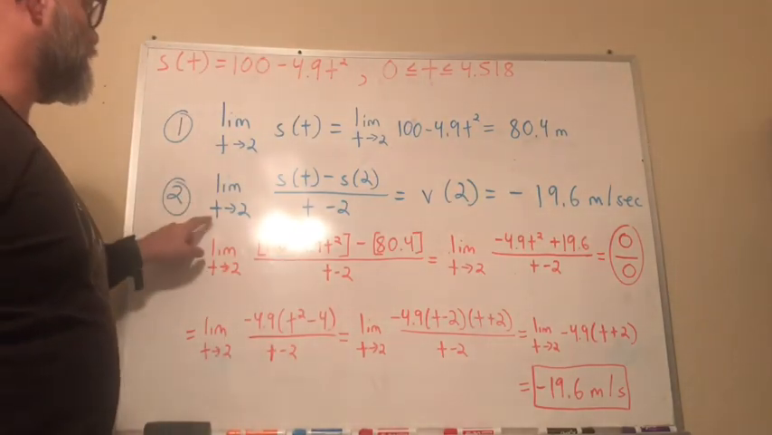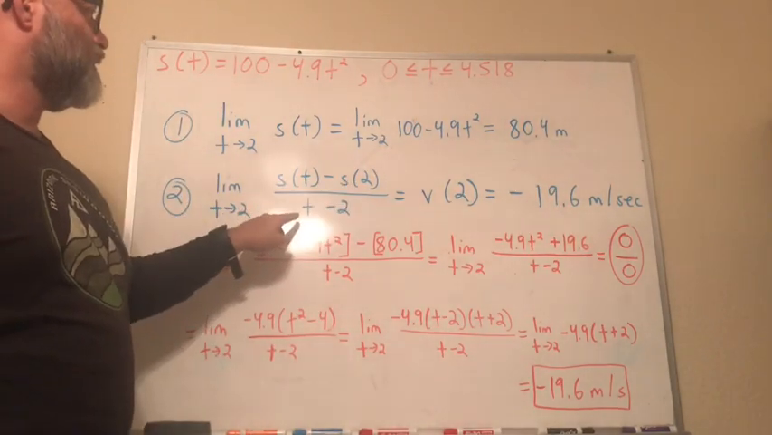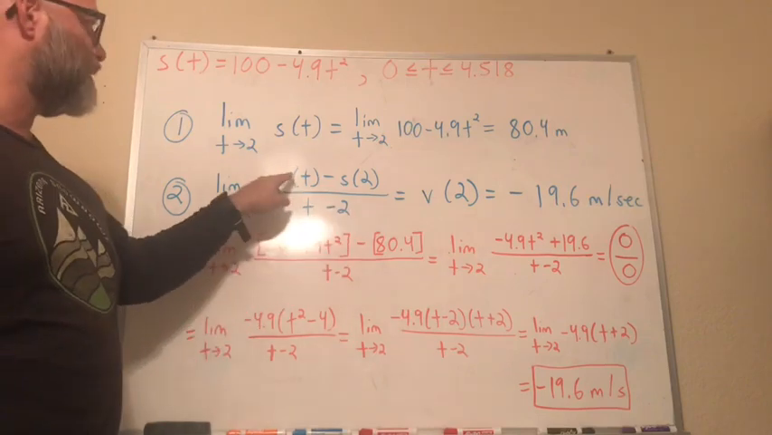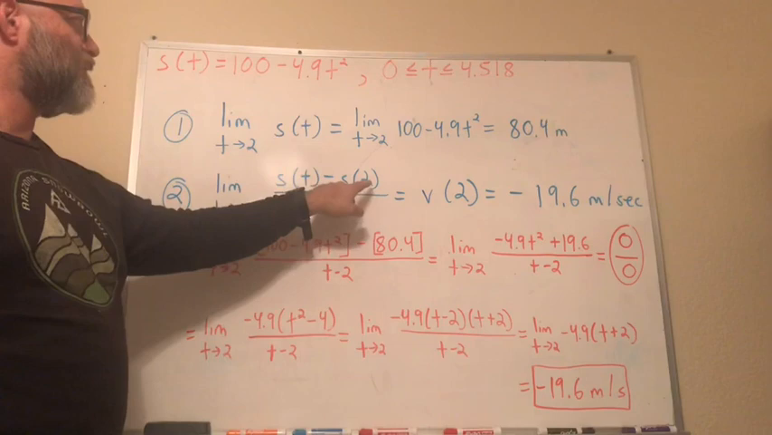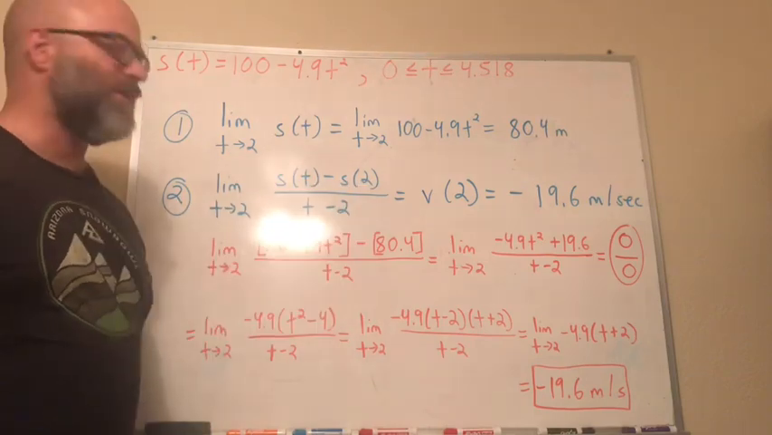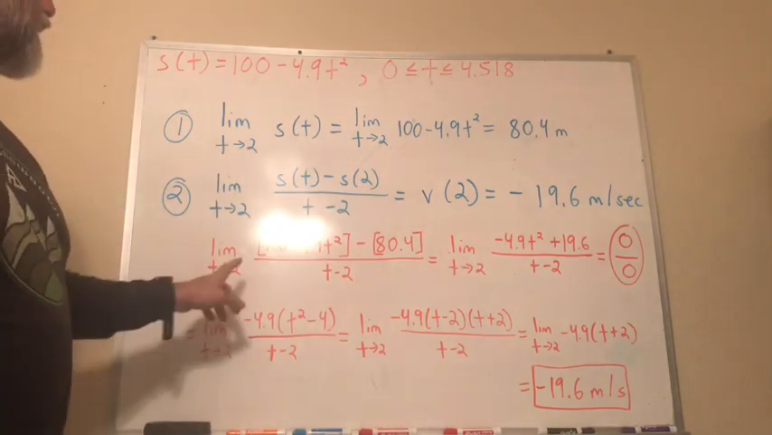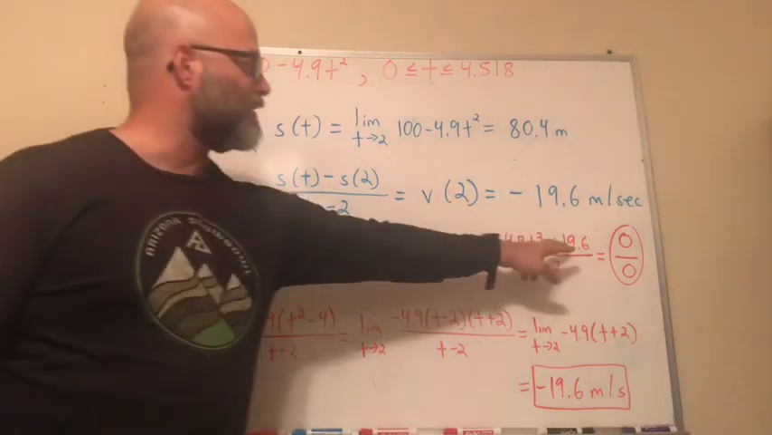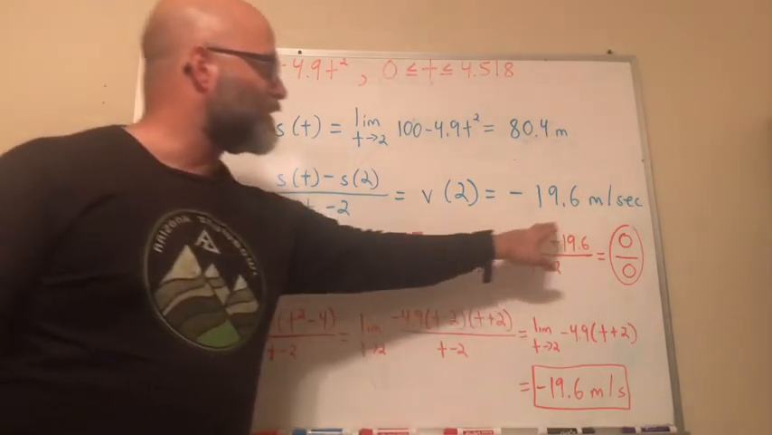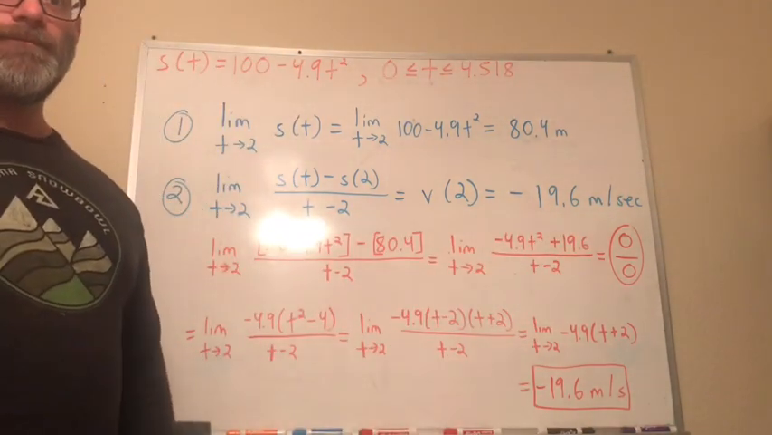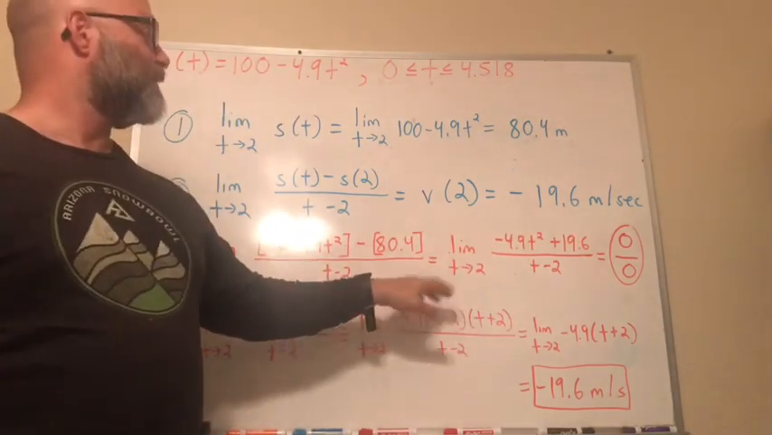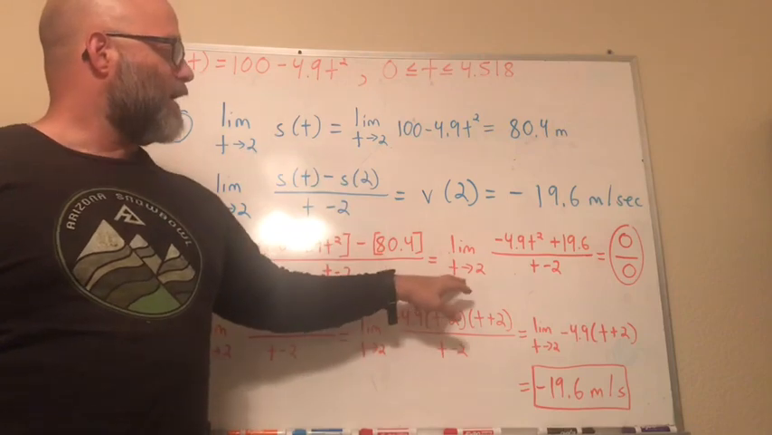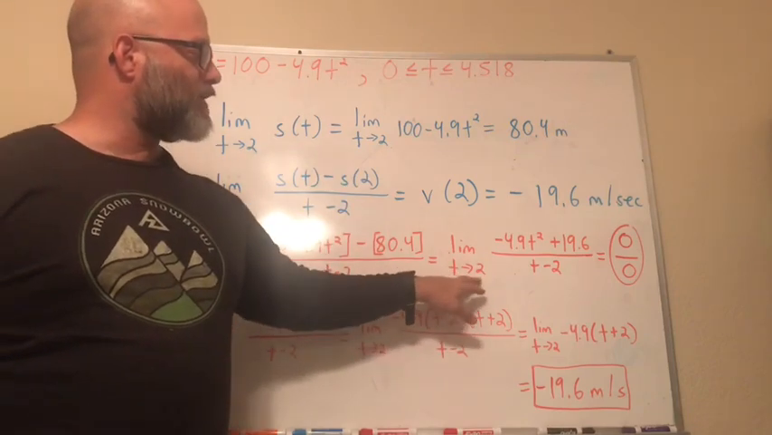What does this mean? The limit as t approaches 2 of s of t minus s of 2 over t minus 2. Well, s of t is this thing right up here, so replace it with this thing. S of 2, we've calculated that a bunch of times, it's 80.4. Now, take 100 minus 80.4, you get 19.6. Now, you see this is a rational function, don't you? Makes sense. You started with a difference quotient, so you should have a rational function, because you had a polynomial in there.